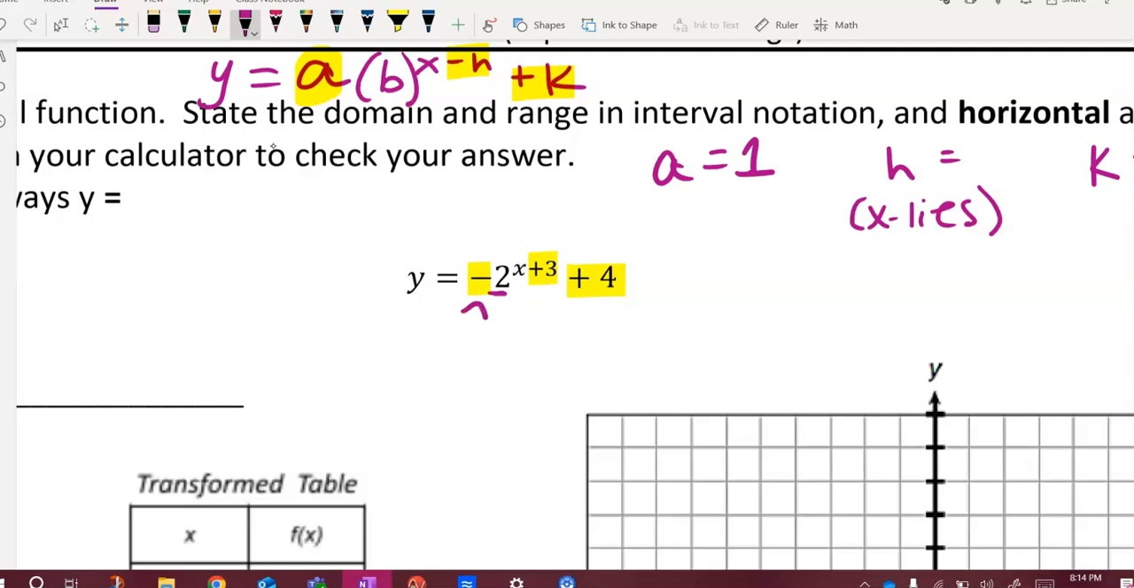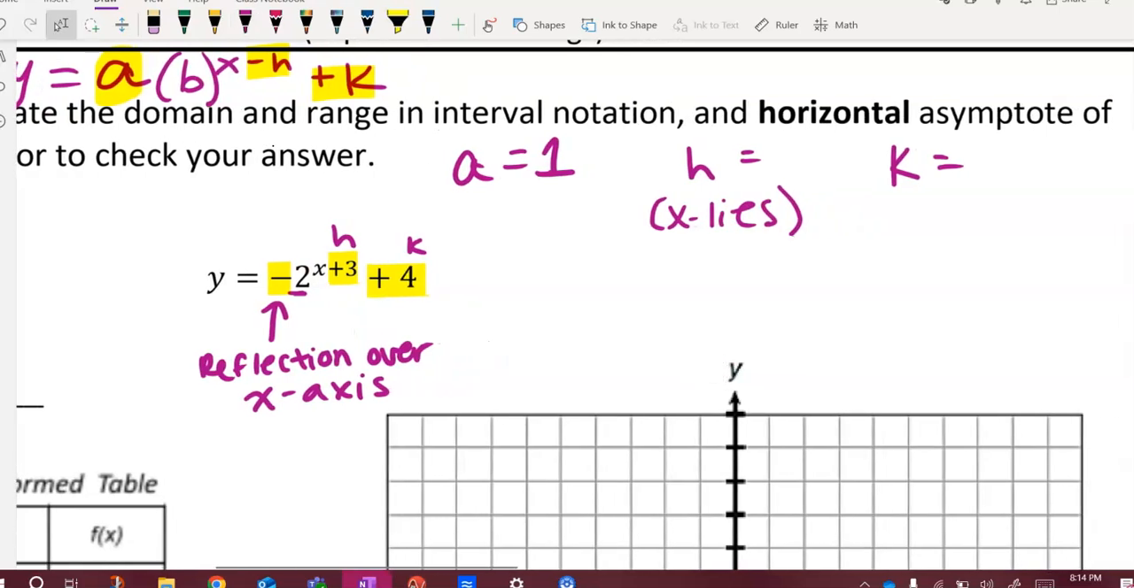But the negative does represent a reflection over the x-axis. The H here represents a movement left or right, and it says it's positive 3, but we know that x lies, so it is actually negative 3. And lastly, K is a positive 4. Oops, okay, let's go back. I'm so sorry. I just said H goes left or right, and then I said let's go down. No, it's going to the left. And 4 is positive. This is the one that goes up.